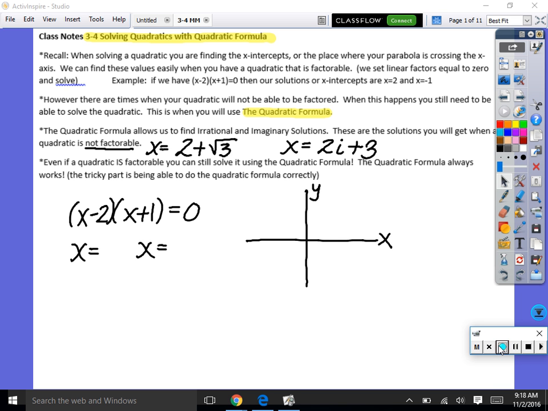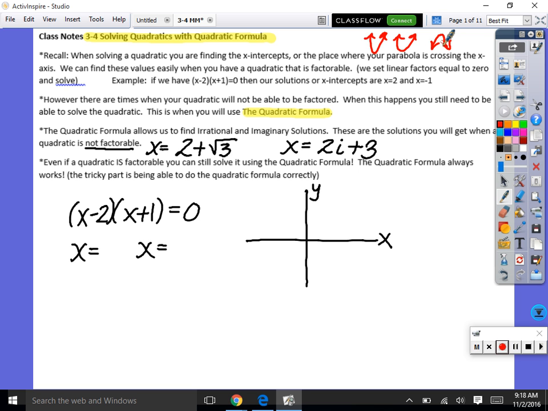So we've been dealing with our quadratic unit, parabolas, the U shapes, the smiley faces or frowny faces. So recall, when solving a quadratic, you are finding the x-intercepts, or the place where your parabola is crossing the x-axis, right? So remember, when we solve it, that's what we're finding: where it crosses the x-axis.